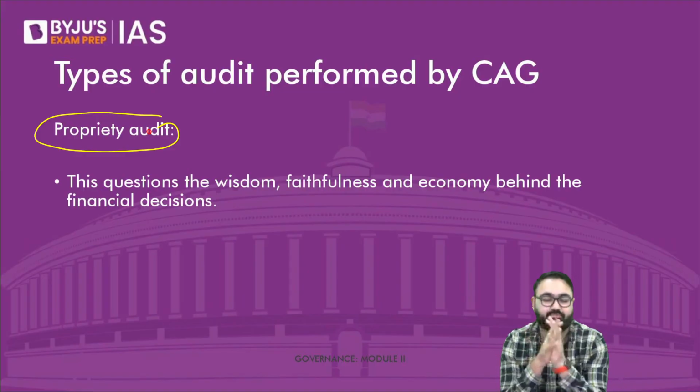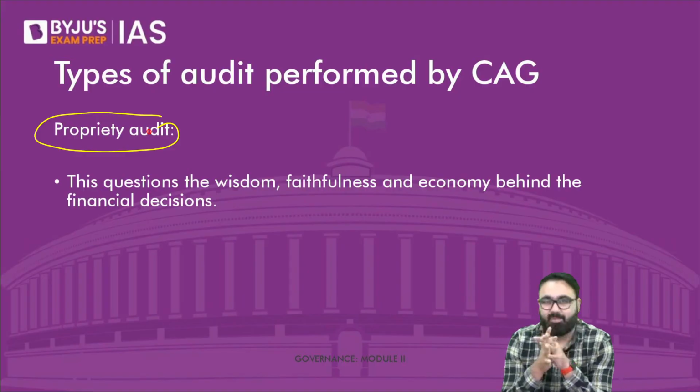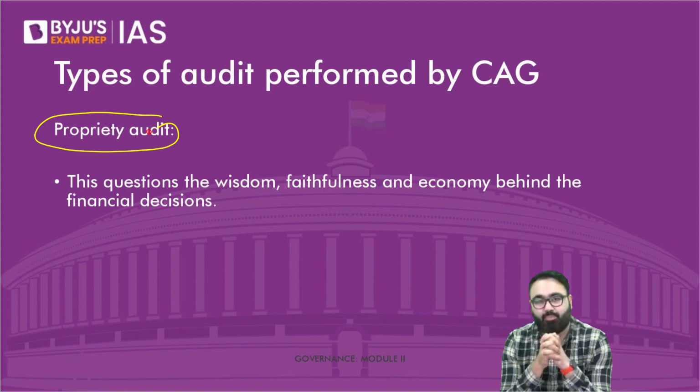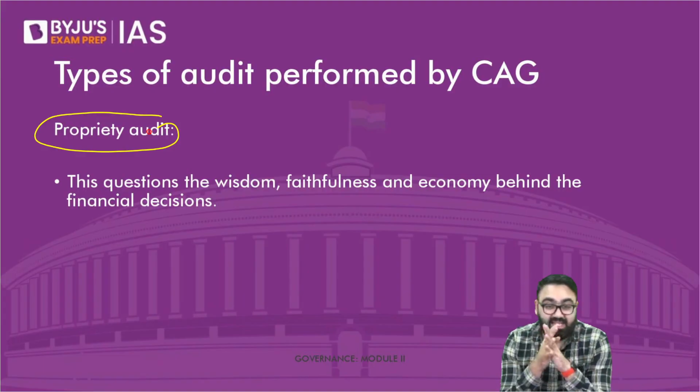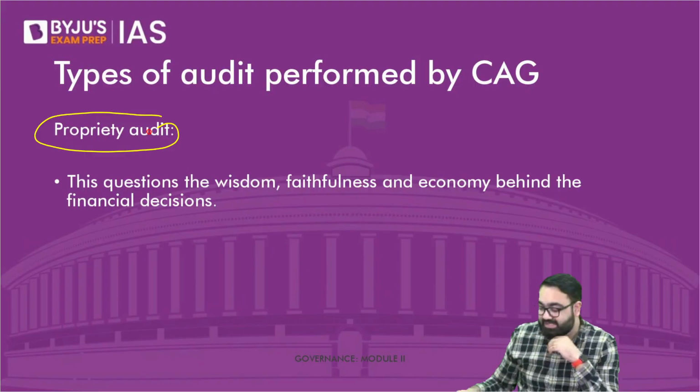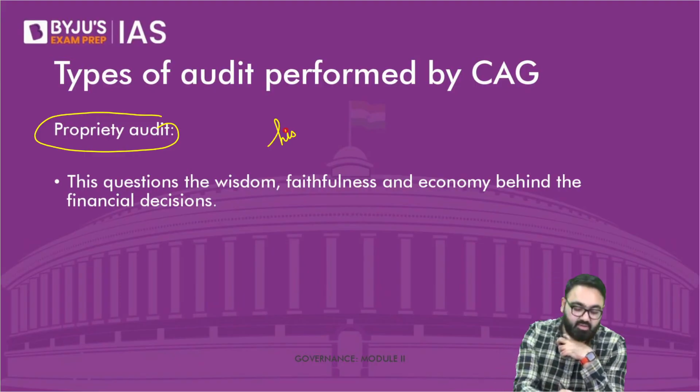How does it work? The simple idea of proprietary audit is that the CAG of India reports not just audits. Apart from auditing and everything else, the CAG also writes his views on whether, in his view, the government should have spent the money or not.